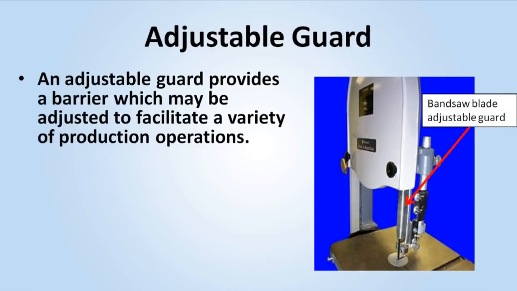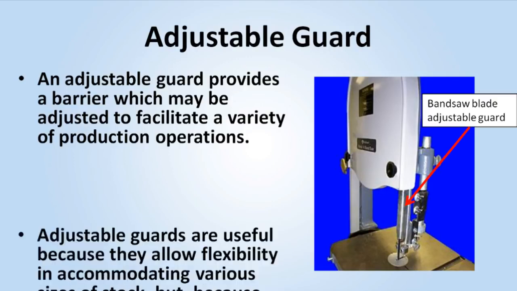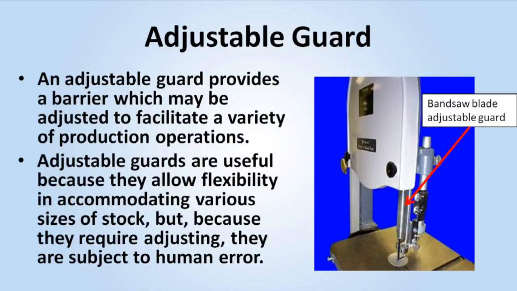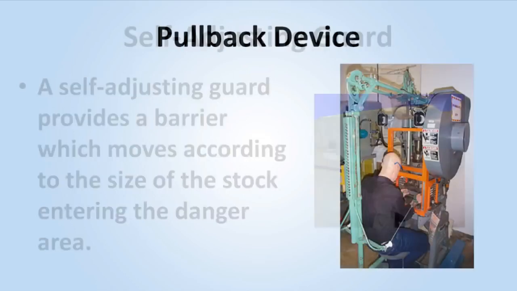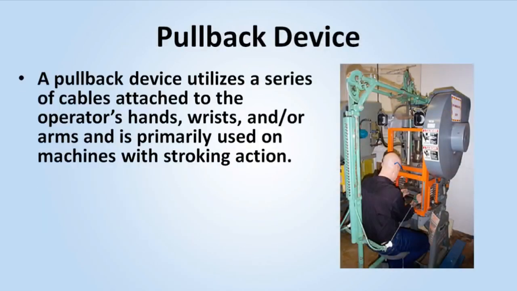An adjustable guard provides a barrier which may be adjusted to facilitate a variety of production operations. Adjustable guards are useful because they allow flexibility in accommodating various sizes of stock, but because they require adjusting, they are subject to human error. A self-adjusting guard provides a barrier which moves according to the size of the stock entering the danger area. A pullback device utilizes a series of cables attached to the operator's hands, wrists, and/or arms, and is primarily used on machines with stroking action.